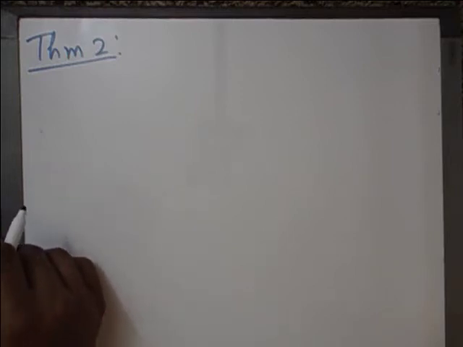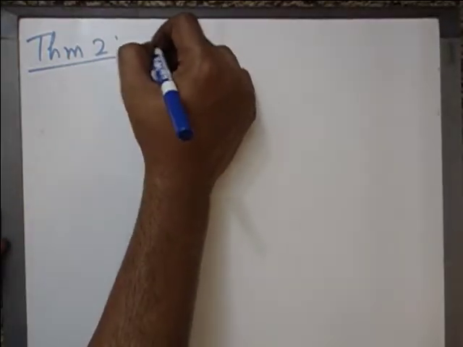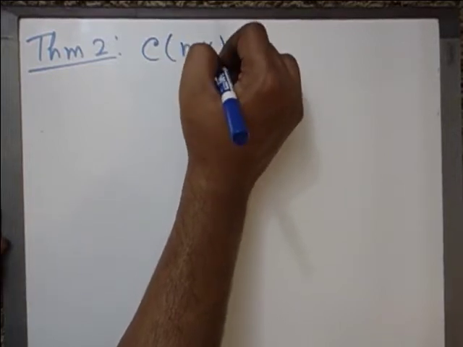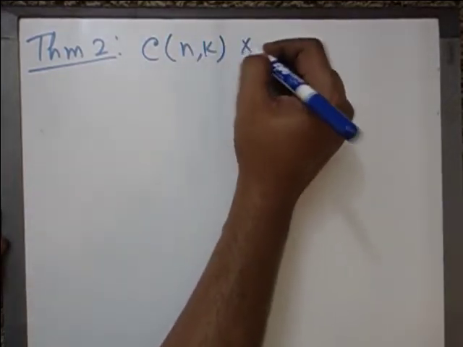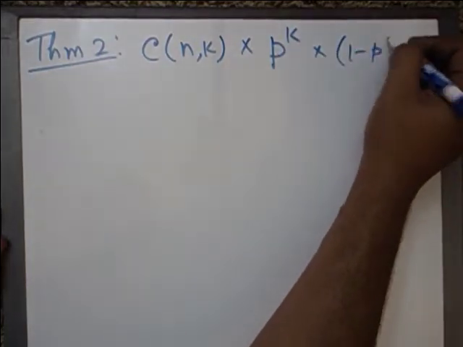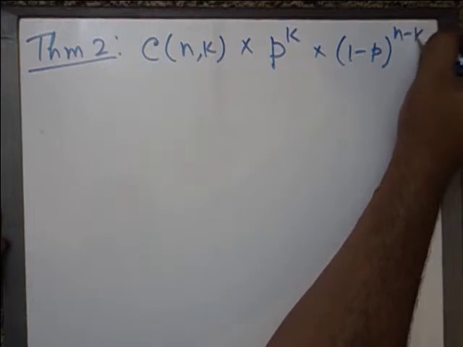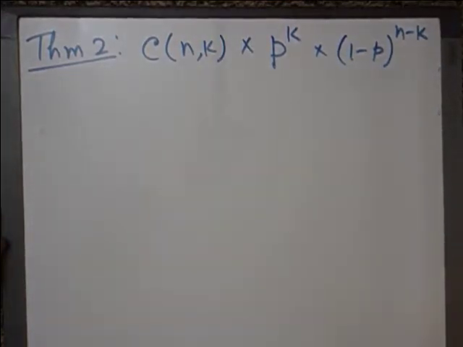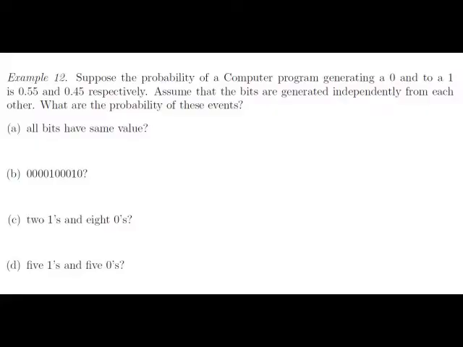Theorem 2: the probability of exactly k successes in n independent Bernoulli trials is n choose k times p to the power k times 1 minus p to the power n minus k. So the formula is this one. We learned how to derive this formula from the previous example. Now let's see some applications for this formula.